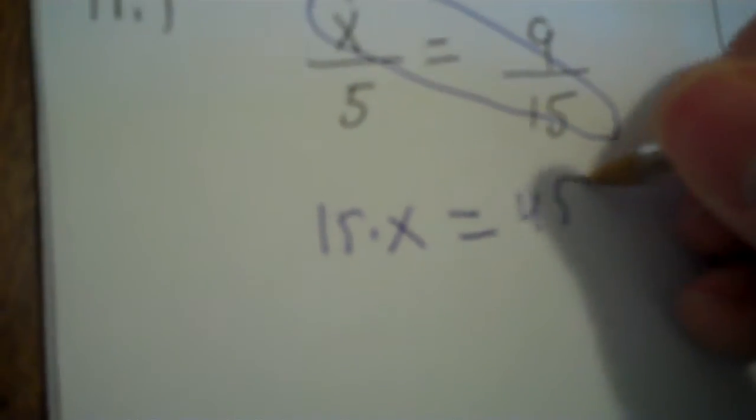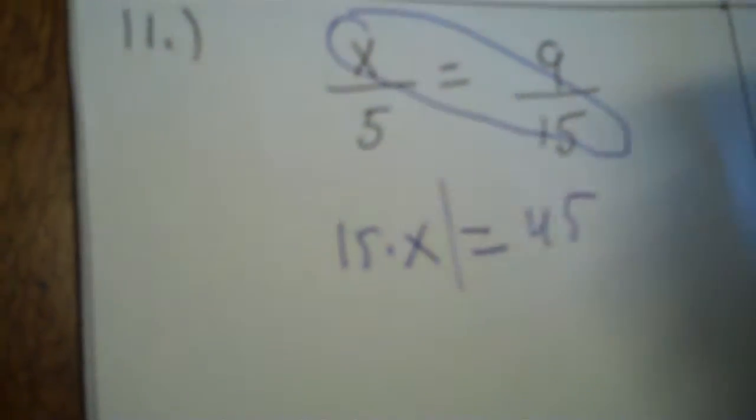So we can't figure out 15 times x. So that's going to stay 15 times x. And the other side, 9 times 5 is 45. So then I put 45 there. Then you just divide each side by 15. Okay? You don't have to add or subtract on these problems. 45 divided by 15 is 3.